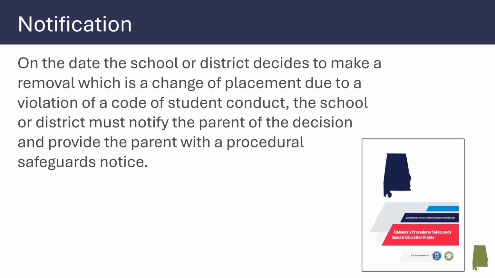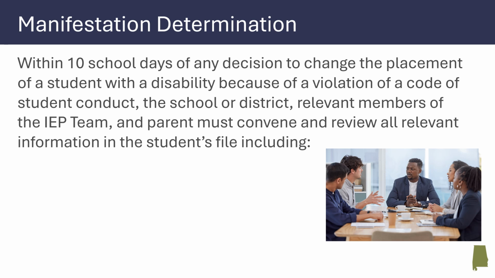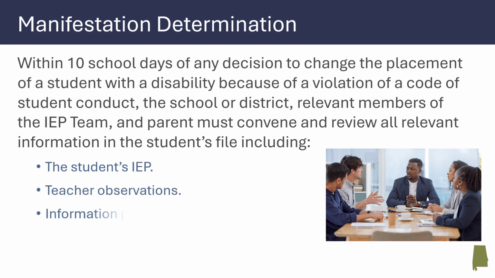On the date the school or district decides to make a removal, which is a change of placement due to a violation of a code of student conduct, the school or district must notify the parent of the decision and provide the parent with a procedural safeguards notice. Within 10 school days of any decision to change the placement of a student with a disability because of a violation of a code of student conduct, the school or district, relevant members of the IEP team, and parent must convene and review all relevant information in the student's file, including the student's IEP, teacher observations, and information provided by the parent.